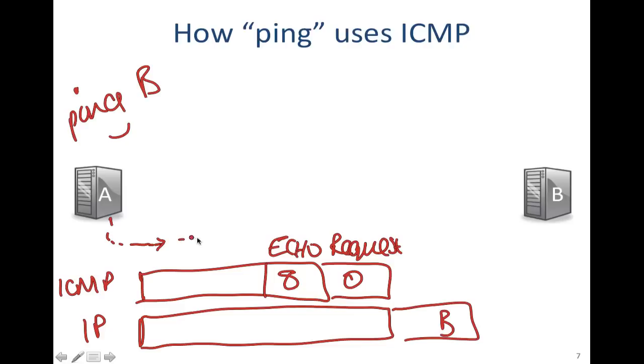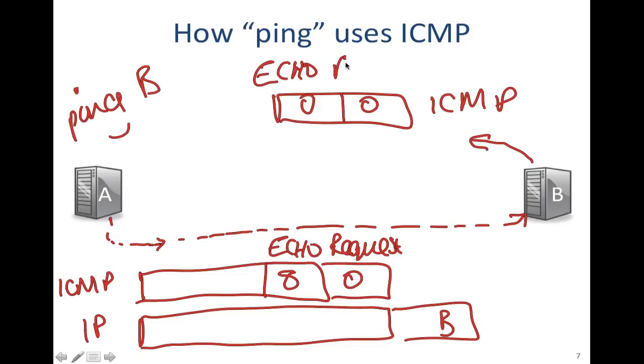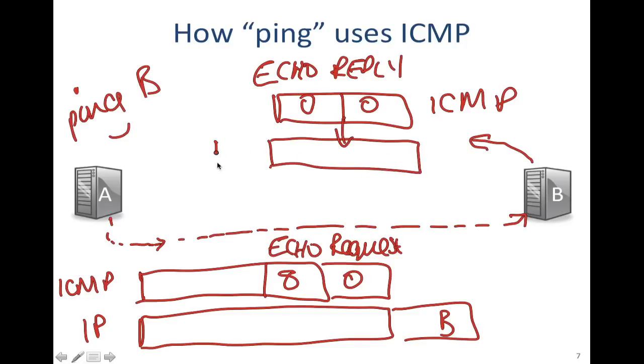As this goes through the network, it's going to go across to B, we hope. Eventually it'll reach B. And then B is going to see this, and what B is required to do is to send an echo reply. So it will send back towards A the ICMP, and the ICMP will be, I think it was type 0, code 0, which is the echo reply. This gets placed into an IP datagram. So this will all be placed into the IP datagram, and it'll be sent back to A. Nice and simple. So that's how ping works.